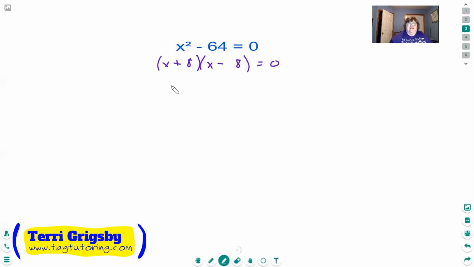What do I do next? I set the parts to 0. X plus 8 equals 0, and x minus 8 equals 0. Then I solve it off. I'll subtract 8 over here and get x equals negative 8. And on this one, I'll add 8. So be careful on these and get x equals 8. So I don't get the same answer. One's negative 8 and one's positive 8. Pretty simple. Once you get the idea that you're just going to factor and set the parts to 0.